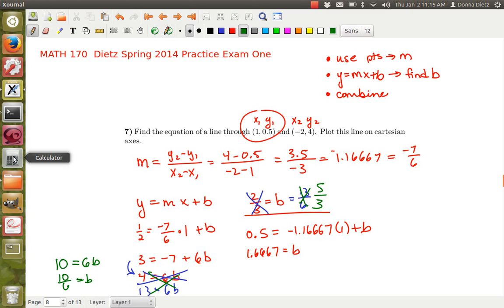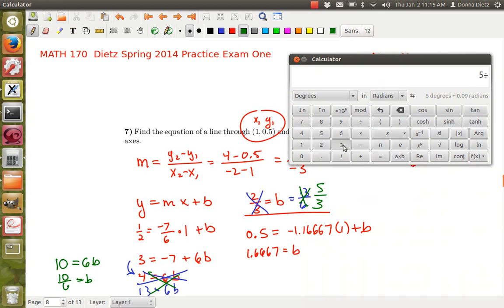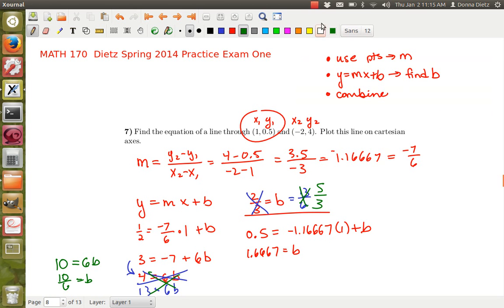And you may say, you know what, I'll just stick to the decimals. And that's totally okay. There we go. The decimals actually worked. We were right when we did it with the decimals. So now we found b, got m, got b. Now we're going to recombine. So we have y equals mx plus b.